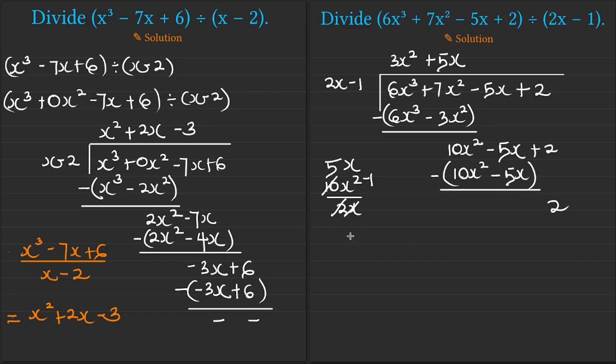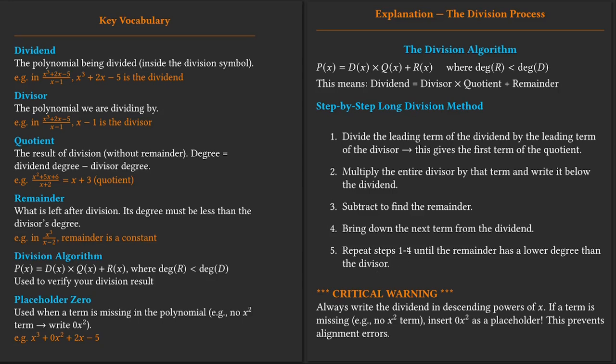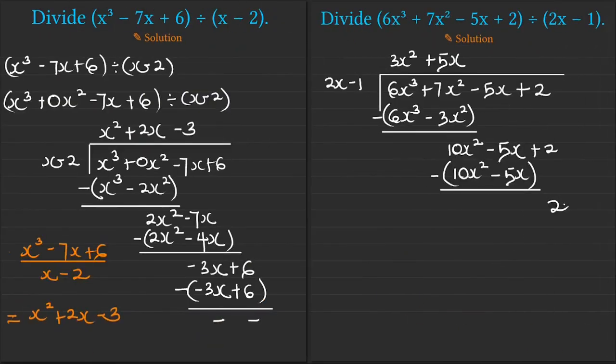Now, the criteria to stop your division says we should repeat steps 1 to 4 until the remainder has a lower degree than the divisor. So looking at what we have here, the degree of x here is 0, and it is lower than what we have here as 1. Hence, we'll need to stop. We can't continue with our division any longer.